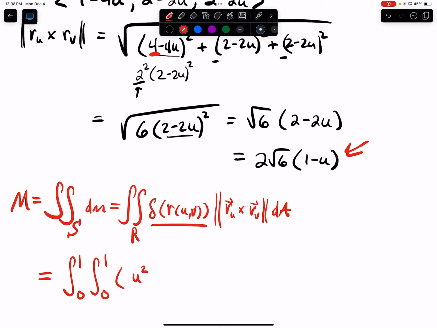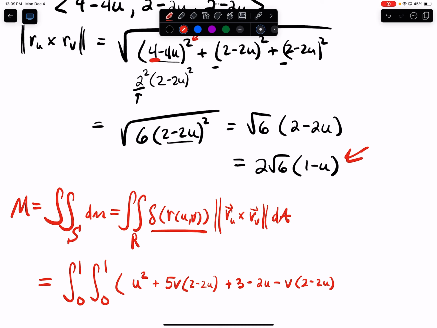Where's my y? It'd be 5v. Sorry, I should have written this better. 5v times 2 minus 2u, plus 3 minus 2u minus v times 2 minus 2u. Okay, simplify that.